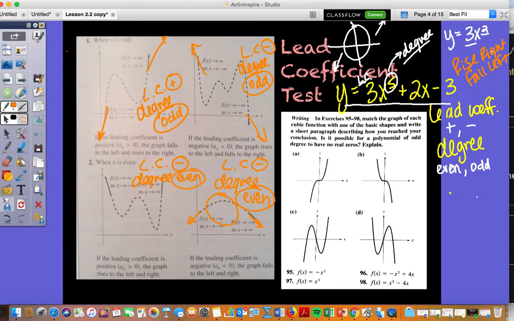So which one rises left and rises right? Each odd one is going to go opposite ways. But when you go to x squared, negative, which one is negative leading? Negative means that one's going to go down. Does that make sense? Yeah.